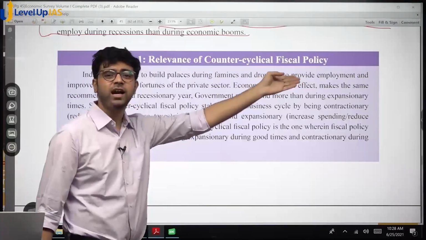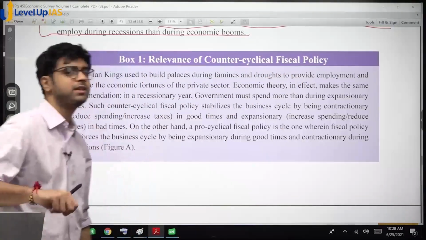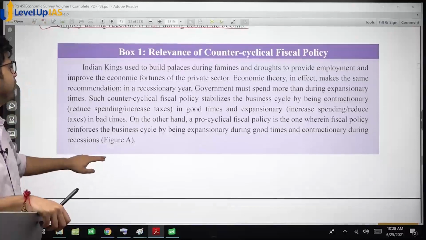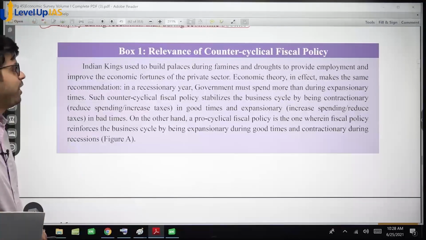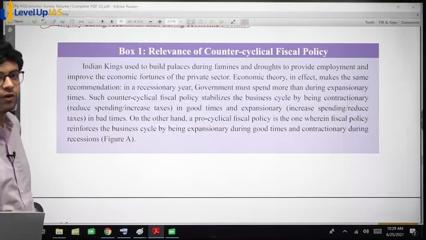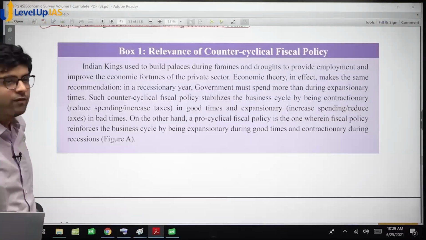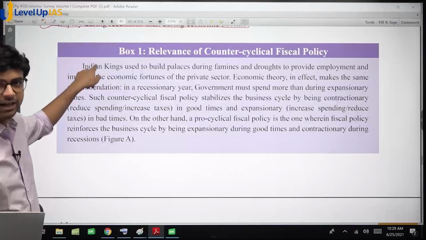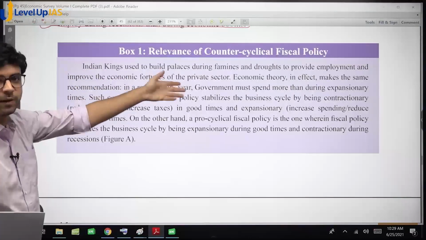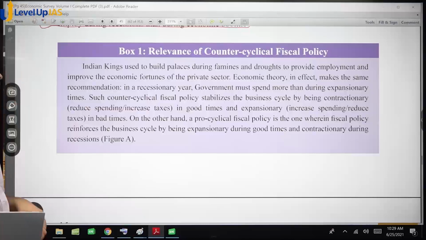This year's survey is the latest. We are not talking about some basics or something like that. Chalo. Indian kings used to build palaces during famines and droughts to provide employment and improve the economic fortunes of the private sector. Barabar? Which means they are talking about G. The Indian king was the government here. The private sector was private.